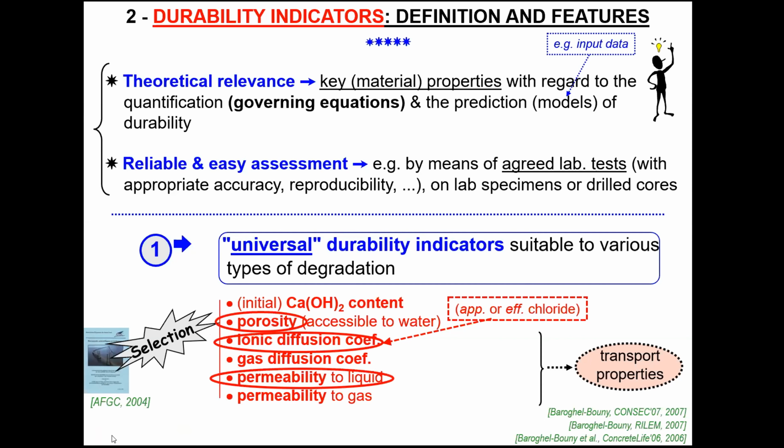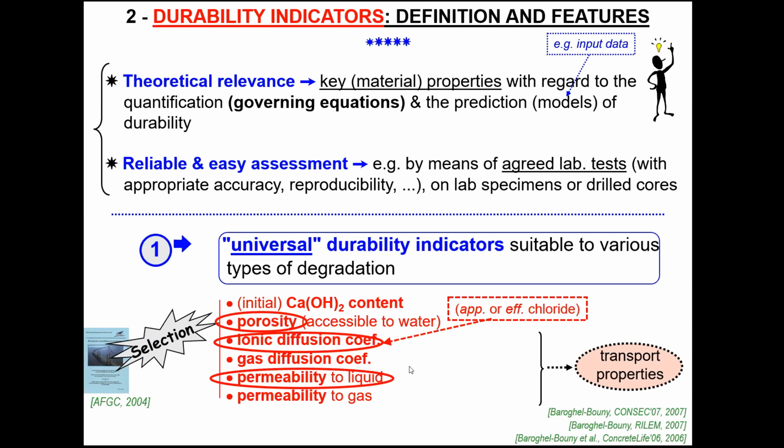And this is the set of durability indicators you define in this approach we developed in France a lot of years ago, and which have been more or less derived in other approaches now. And so these are the parameters you will find in the governing equation. So you will find, of course, the porosity. You will find transport properties because they are key parameters in the processes.